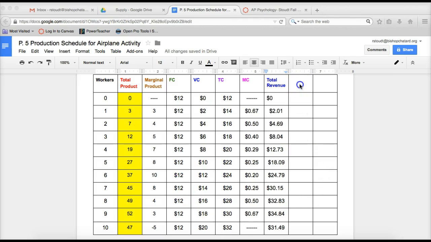Okay, now we're going on to the next column. The next column is going to be marginal revenue.